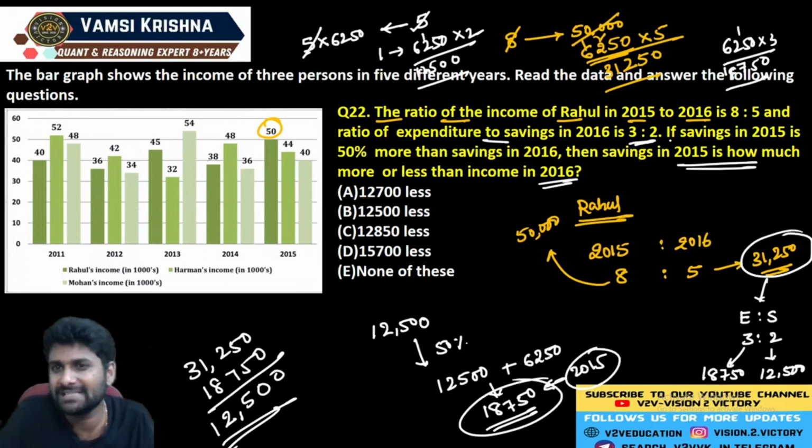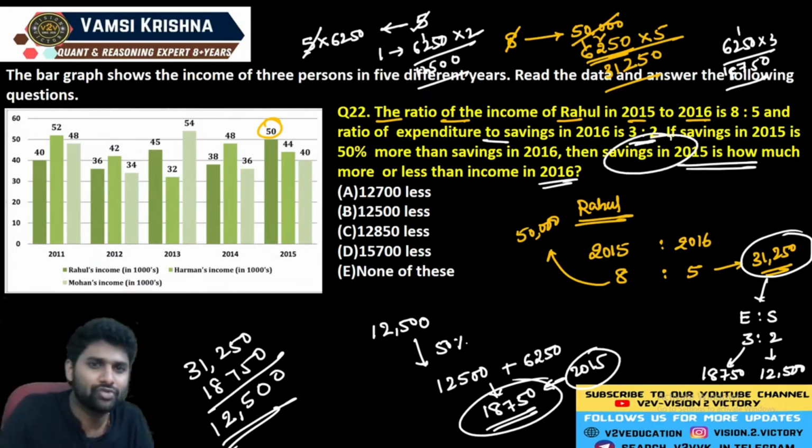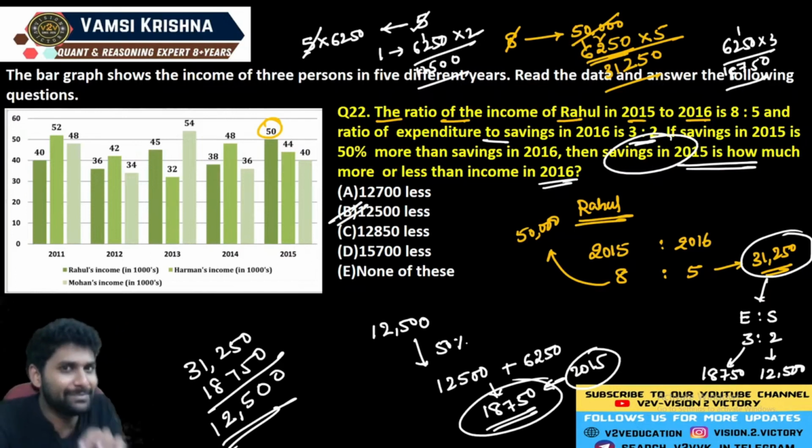And you already know, guys, that the savings is less than the income. So the answer is 12,500 less. It needs some calculation. So the calculation depends on the way you understand the income.